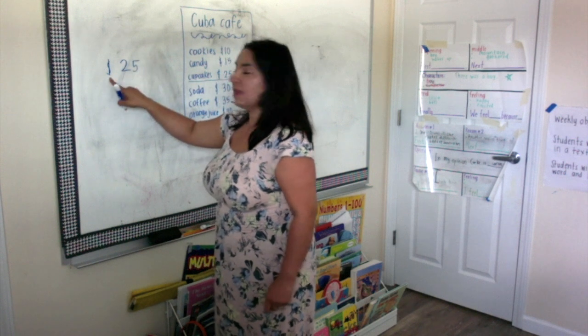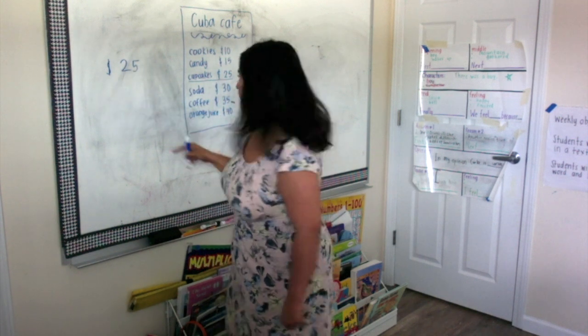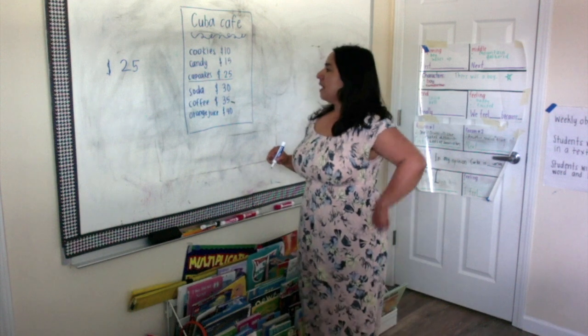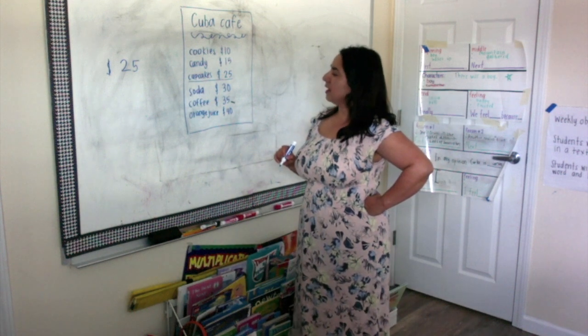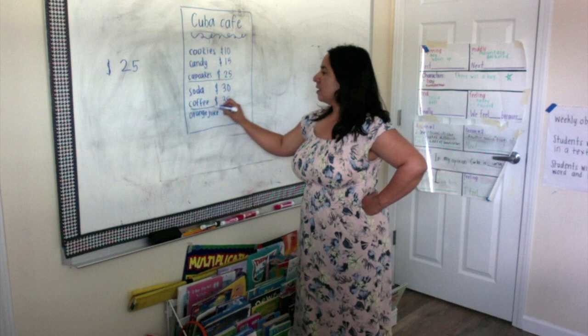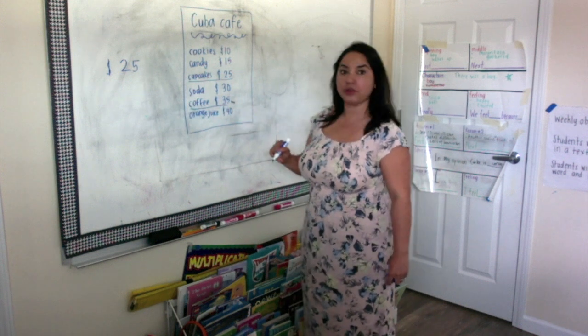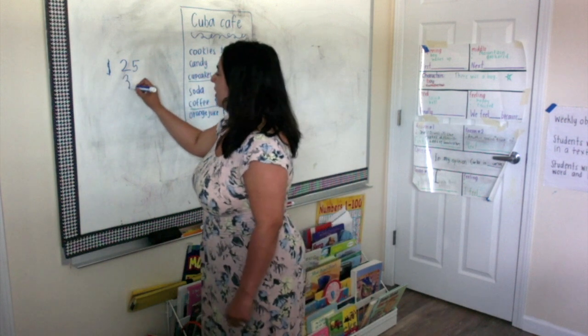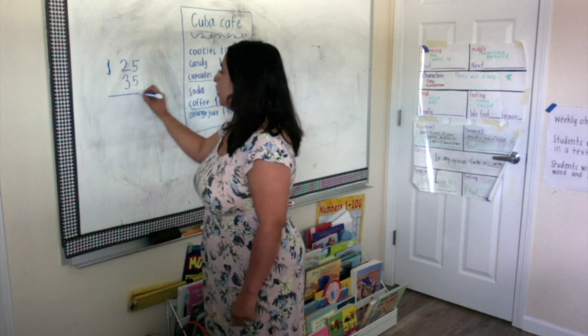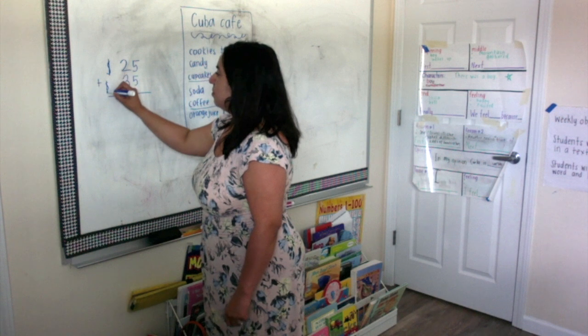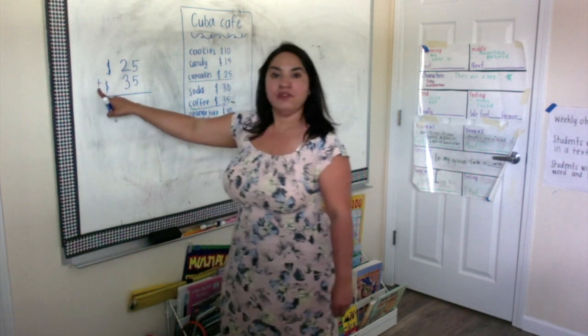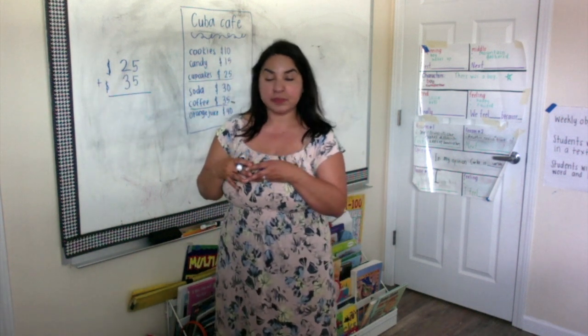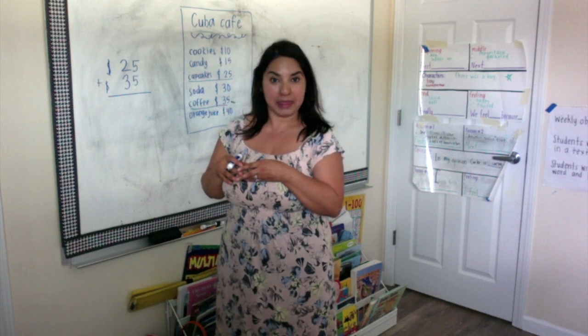So I would put my dollar symbol. Anytime you see that symbol, that tells me that you're working with money. Okay? And then what do I want? I think I want a coffee with my cupcake. And that is $35. Miss Cuba is fancy. So the first thing, you can put your money symbols. I know if I'm putting two numbers together, I'm going to be adding, okay?